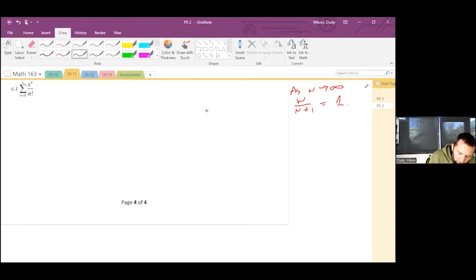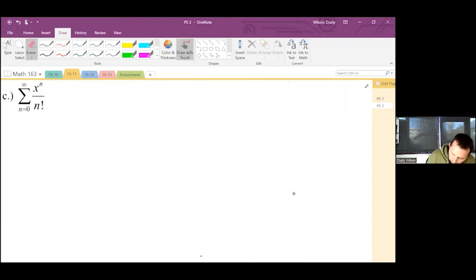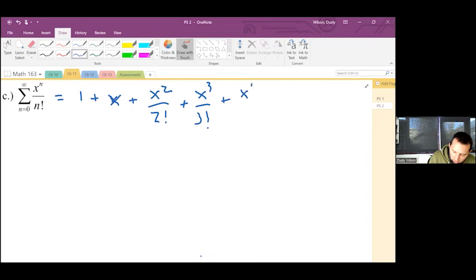So we can write out some of these terms. Okay. So here we actually have a power series with x's involved. And so this will be like 1 plus x plus x squared over 2 factorial plus x cubed over 3 factorial plus x to the 4th over 4 factorial plus x to the 5th over 5 factorial plus x to the 6th over 6 factorial plus dot, dot, dot.